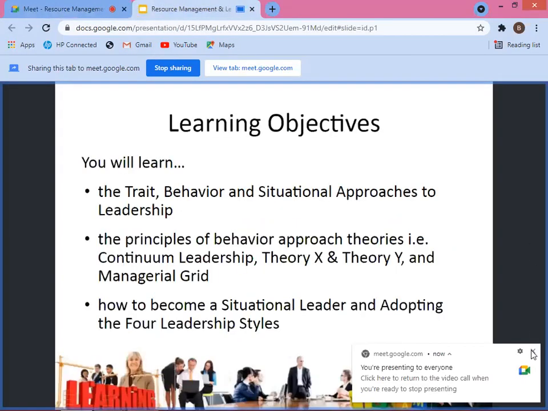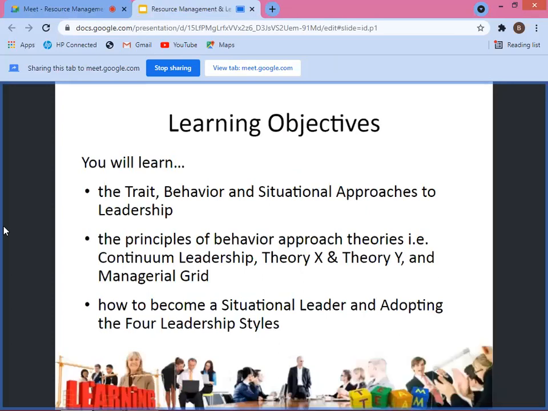All right. Now let's talk about the learning objectives first. You learn the trait. We'll be talking a lot about trait, behavior, and situational approaches to leadership. We'll be talking about models for the behavioral approaches to leadership, like the Continuum of Leadership, Theory X and Theory Y, and the Managerial Grid. Then we proceed with the situational approaches to leadership.